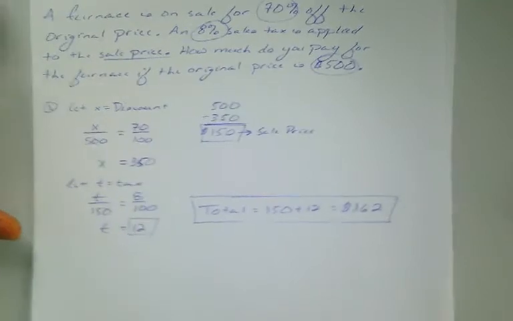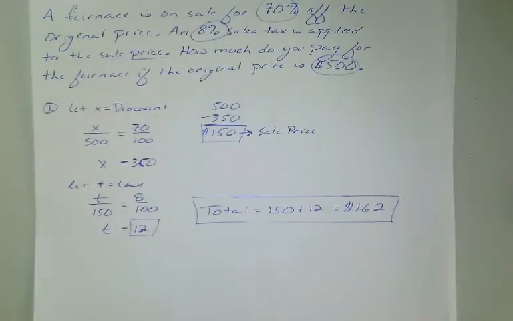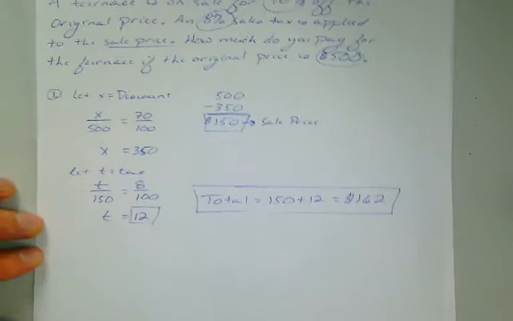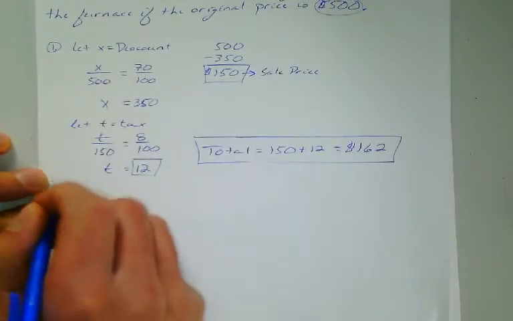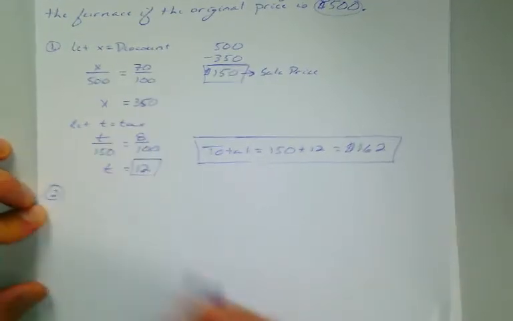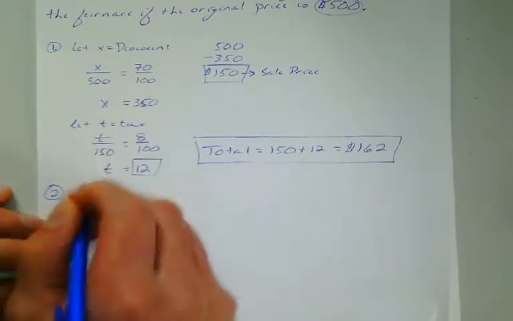So that was the first strategy. Let me stop shaking. That was the percent proportion. The second strategy that we did in class was the decimal equation, that I sometimes call PEPTO.